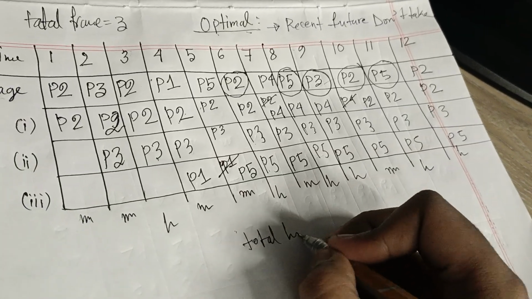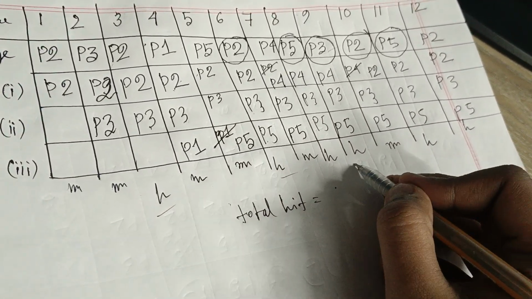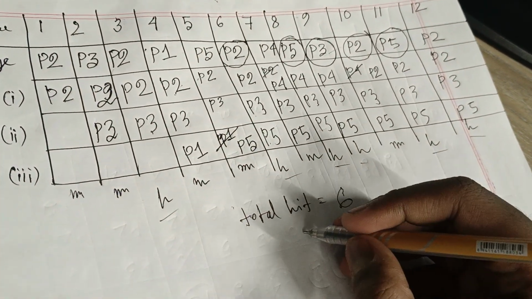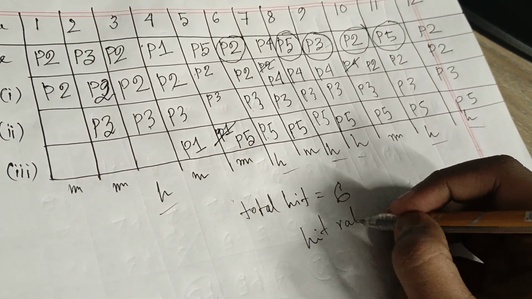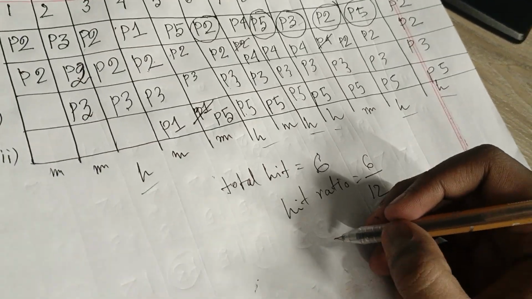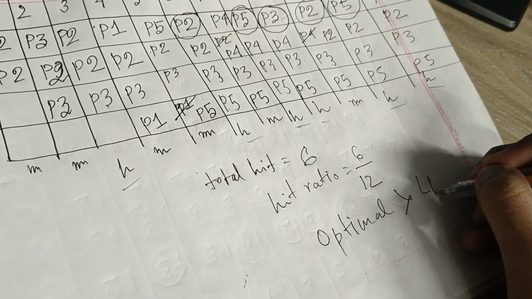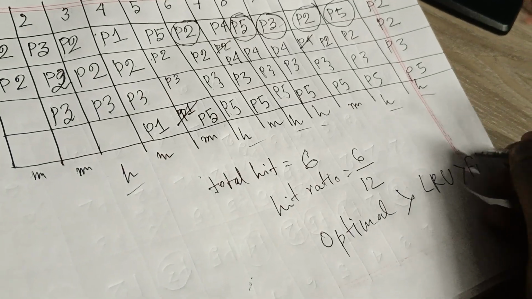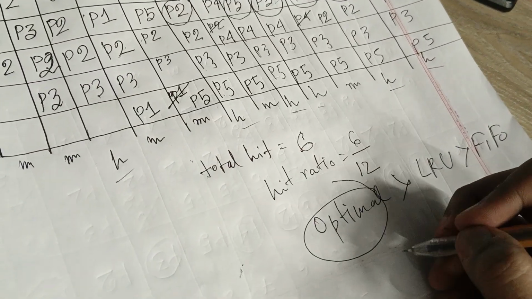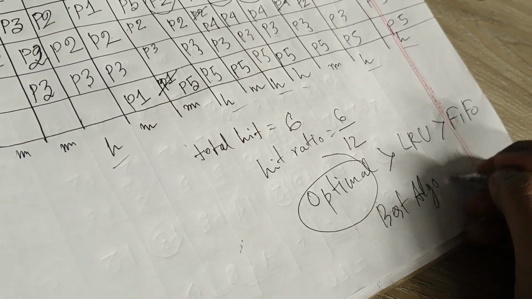Total hit: 1, 2, 3, 4, 5, 6. Hit ratio 6/12. So we can say optimal algorithm is better than LRU and better than FIFO. So this one is the most optimal and the best algorithm. Thank you.